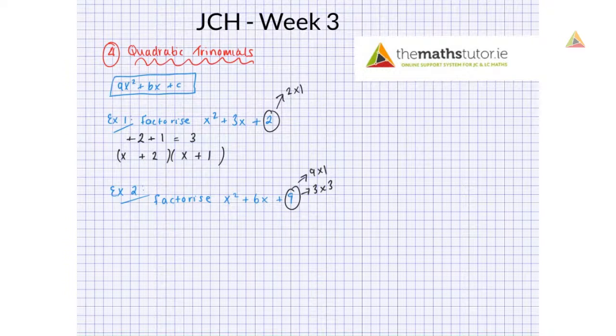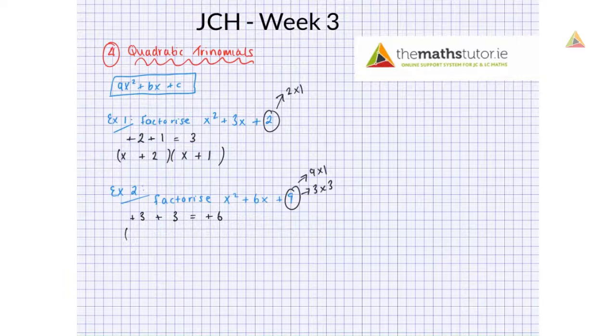So now we need to look at the middle number. The middle number is 6. So which one of these will either add or subtract to give you 6? 9 plus 1 is 10, 9 minus 1 is 8, so that's not going to work. 3 plus 3 will give you 6. So we have a 3 and we have a 3, and it needs to give you a plus 6. So you need to decide what signs are going to go in front of the 3's, so a plus goes in front of both of them.